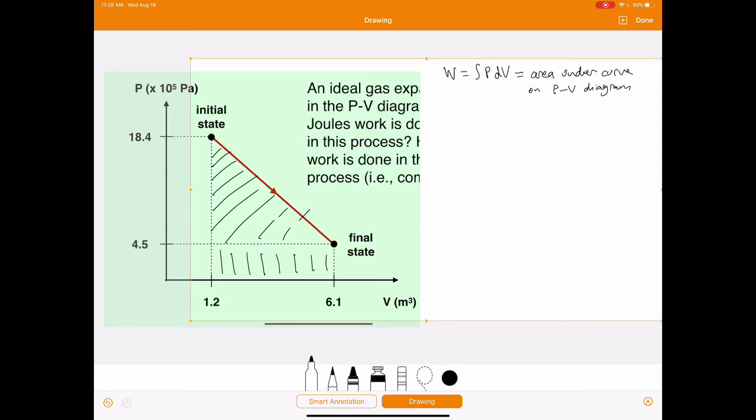and we need to include both of those to get the area under the graph. So for the triangular area, we have 1/2 base times height. The base is 6.1 meters cubed minus 1.2 meters cubed. That's, in other words, this distance right here.